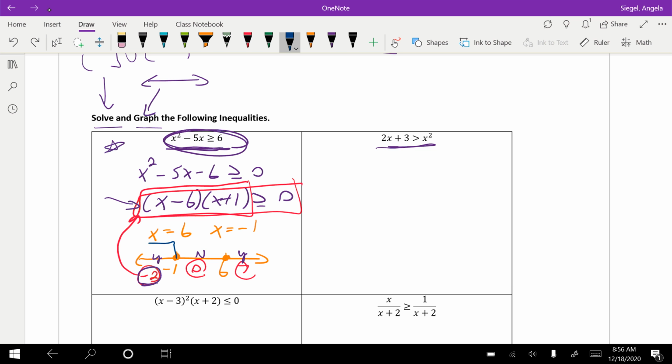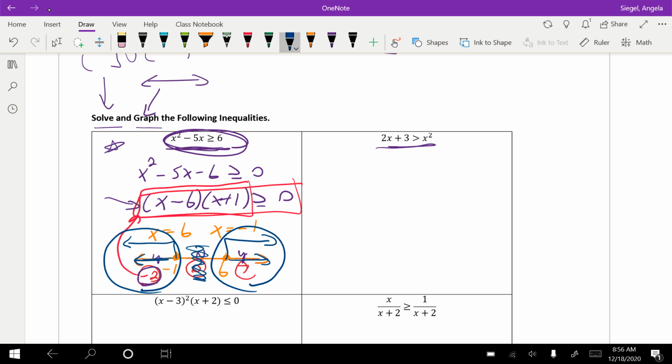Anywhere this side is going to be good, right here. So that was all true. So I'm going to have an arrow going that way. Nothing was going on in here, but this side was all true. So I'm going to have an arrow going this way. So this section was true and this section was true.